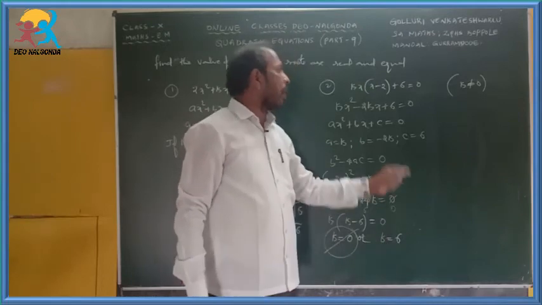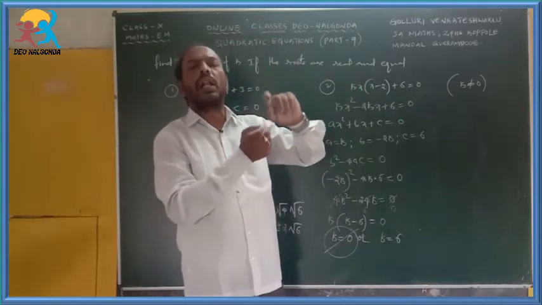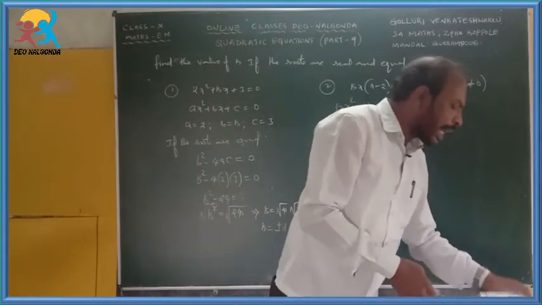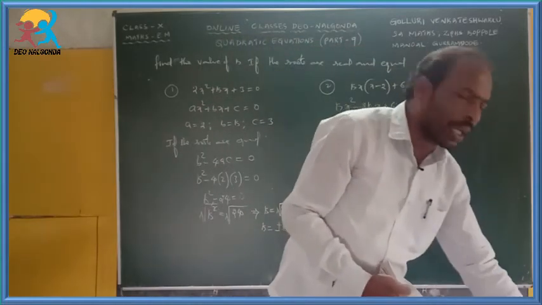If the value of k equal to 6, then it has 2 real roots and the 2 roots are also equal. Okay? Next, here there are 3 problems, you do them as homework.